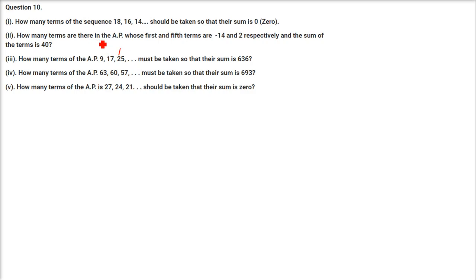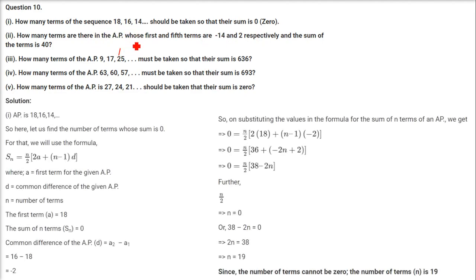How many terms of the sequence 18, 16, 14 should be taken so that their sum is 0? So here again the series is already given, so we have a and d. We'll use this formula, that is n by 2 into 2a plus n minus 1 into d, where a is 18. What is d? 16 minus 18, that is minus 2, equal to 0.